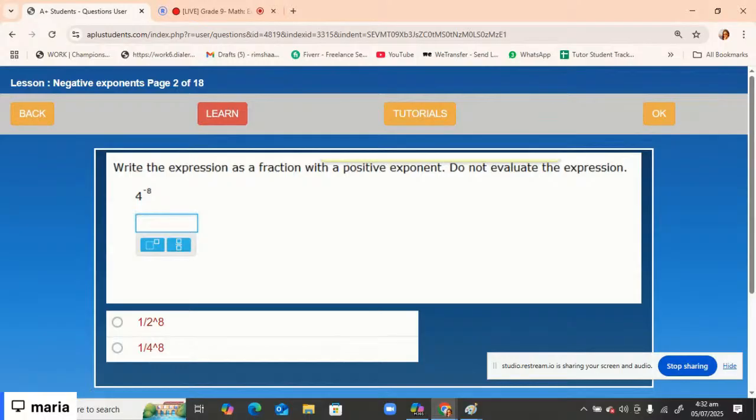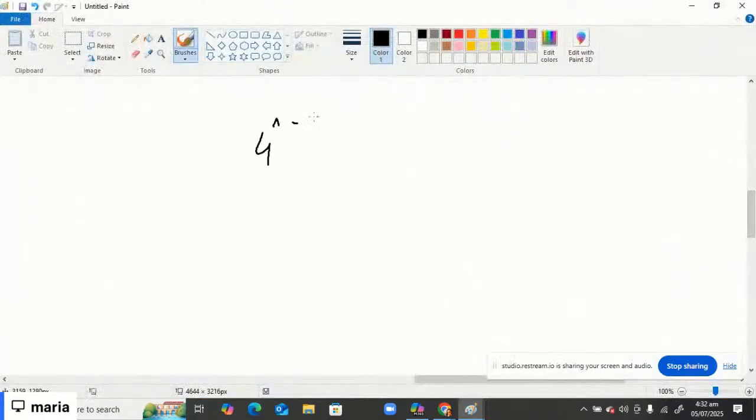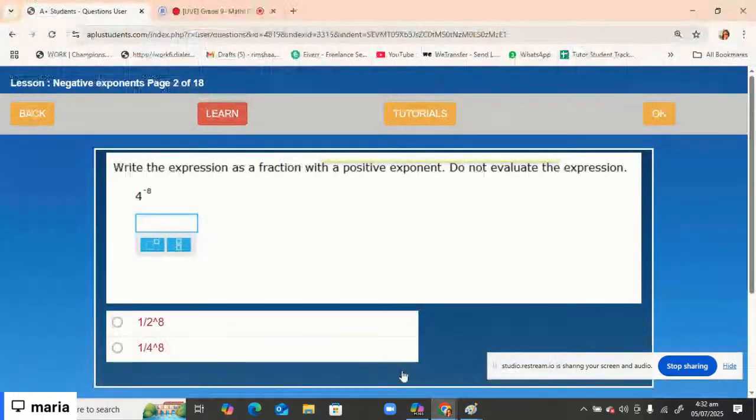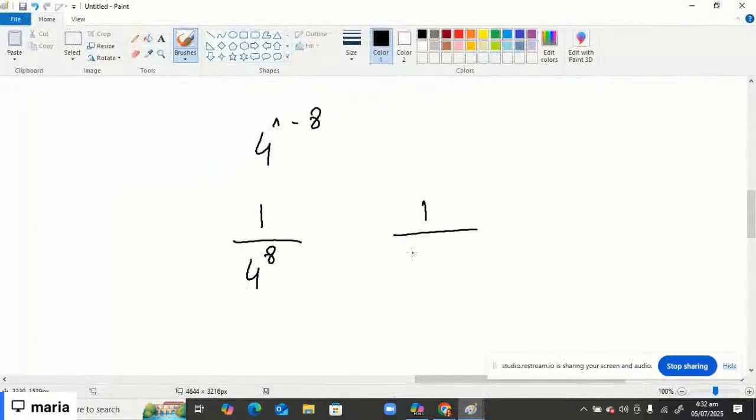Write the expression as a fraction with a positive exponent. Do not evaluate the expression. 4 power minus 8. Now look here. They are saying 4 power minus 8. They are just putting it over 4 power 8. But here they are placing 4 in this way, in small form, so you are putting 4 power 8. Okay, this is the way that they solve it. All are right. This one is also right. This one is also right.